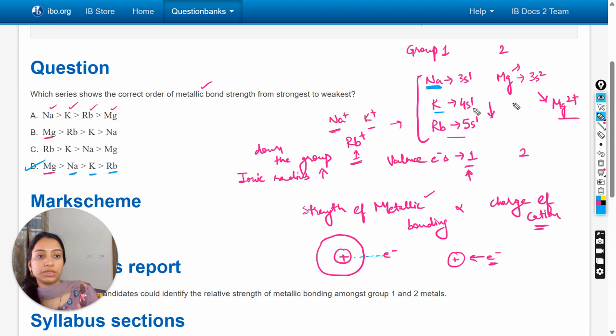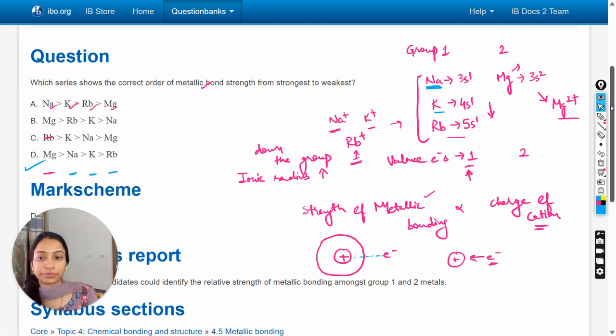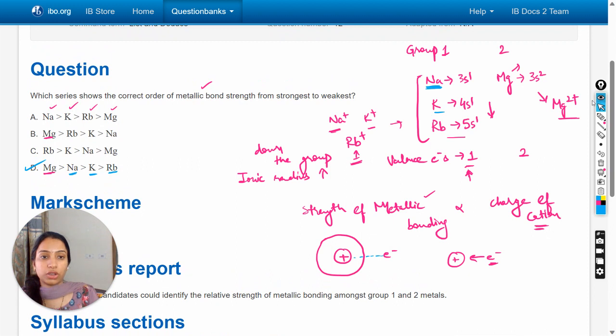So answer will be D option. Let's check the mark scheme. Yes, D option is right. So this is how we can solve these types of questions.